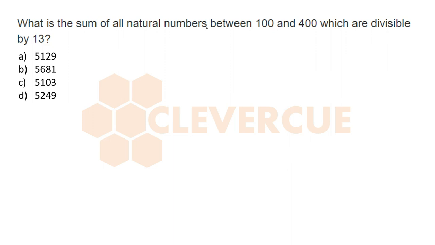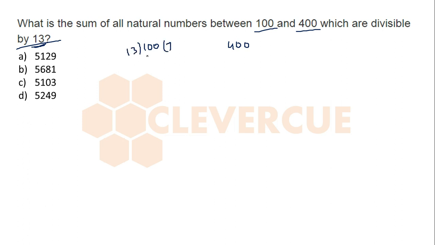Now, what is the sum of all natural numbers between 100 and 400 which are divisible by 13? Here you have the first number as 100 and the last number as 400, and we have to find the sum of all natural numbers between them which are divisible by 13. Now let us find the first number. So divide this with 13.